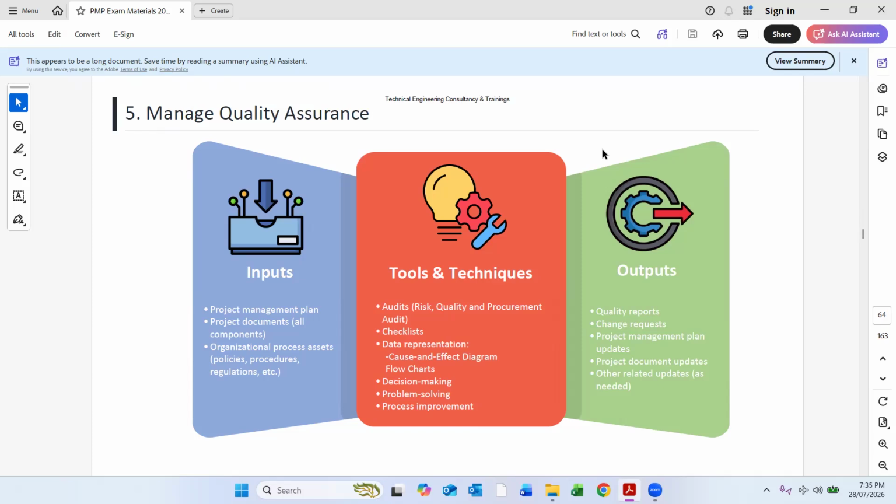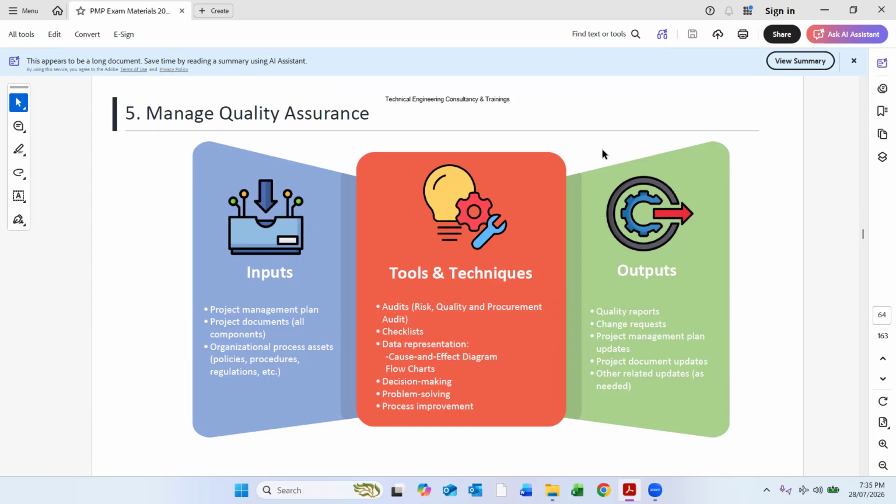And then there are quality tools and techniques, how to check that. We should have audits, checklists, data preparation, cause and effect diagrams, and flow charts. There is decision making in quality assurance, and process improvement or problem solving. So all these come under tools and techniques, where we have audits, after 6 months we have an audit, or maybe at the completion of the project we have an audit. So there is an audit scenario also in the project.